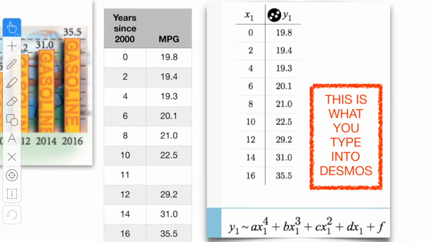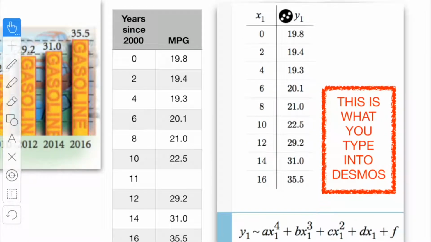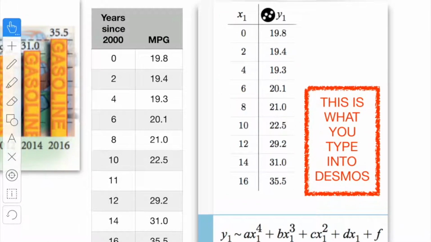If you translate all this information to a table, you can type that table into Desmos. This is what you would actually have to type into Desmos. You add a table, and then you fill in the years since 2000. And remember, the year 2016 is actually just the number 16 because it's years since 2000. Then 35.5 is the mpg, the miles per gallon. And you can then type in y1 is approximately ax1 to the fourth, plus bx1 cubed, plus cx1 squared, plus dx1 plus f, and it'll give you a curve.